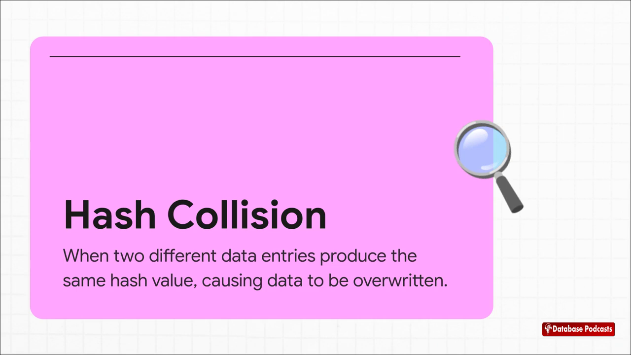So here's the problem. What happens if that hash function takes two different keys, like jsmith123 and pberry456, and by pure chance, it spits out the exact same index number for both of them? That's called a hash collision, and if you're not ready for it, when you go to save the second person's data, it'll just overwrite the first person's, and poof, you've lost data.